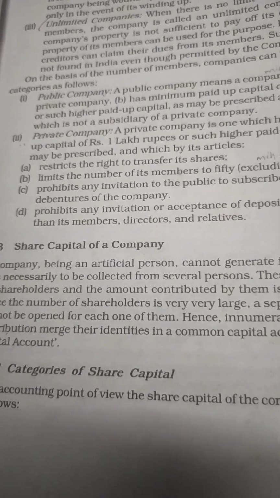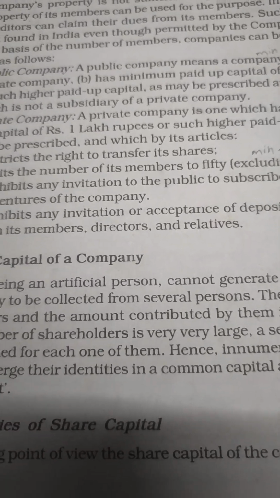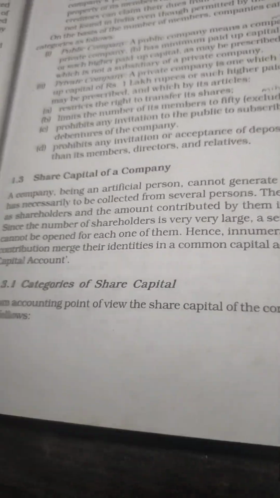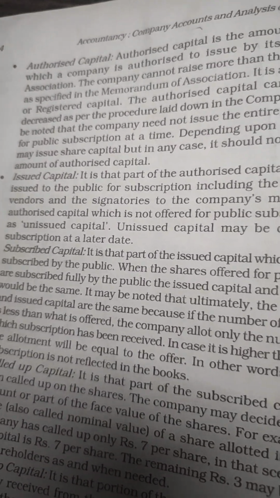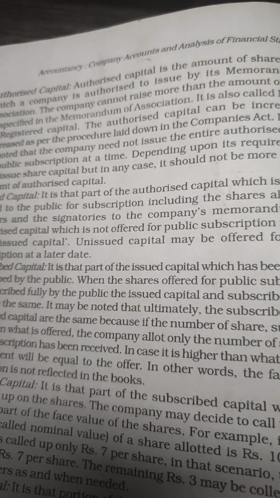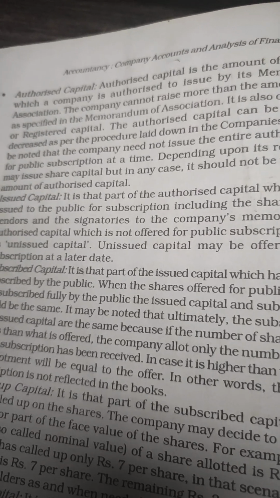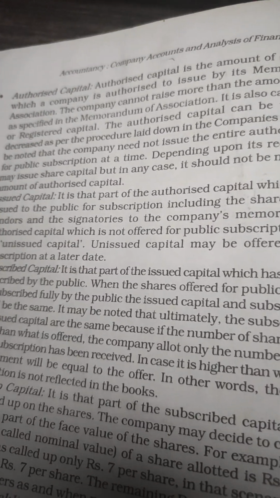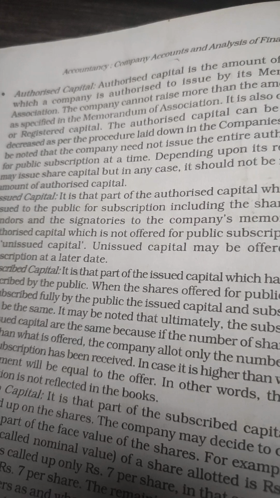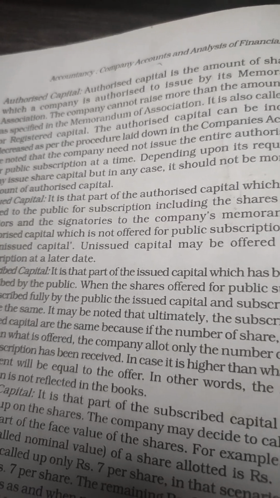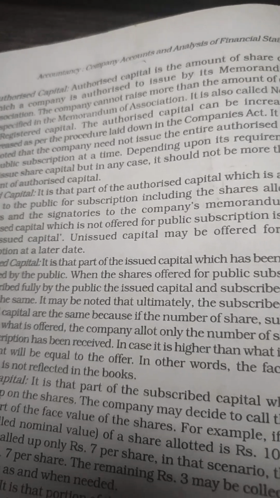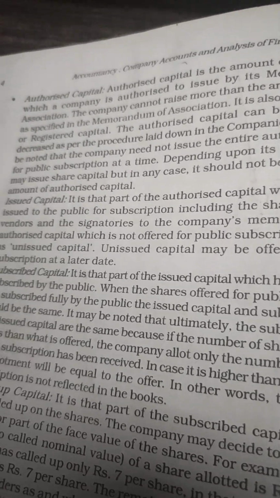Then, categories of share capital. Share capital, as we have already said, is the amount that is contributed by the public. The first type of capital is authorized capital. Authorized capital is the amount of shares that a company is authorized to issue by its memorandum of association. The memorandum of association is a document held by the company, and in that document it is specified the amount that the company is authorized to raise from the public.